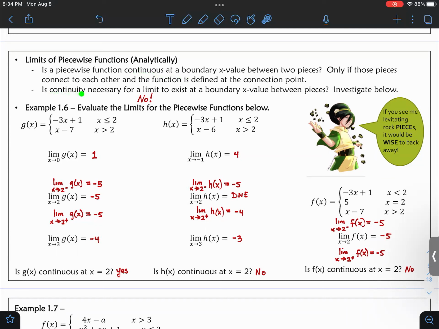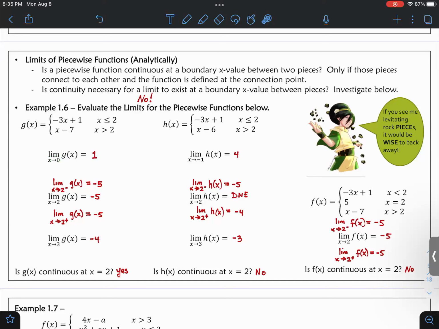Ultimately, we want to answer the question, is continuity necessary for a limit to exist? A lot of times your limit doesn't exist when they don't connect, but there are cases where you still have the limit exist. So I did put no there, but we'll see why in a second. I'm getting ahead of myself. Let's start with this g of x here.